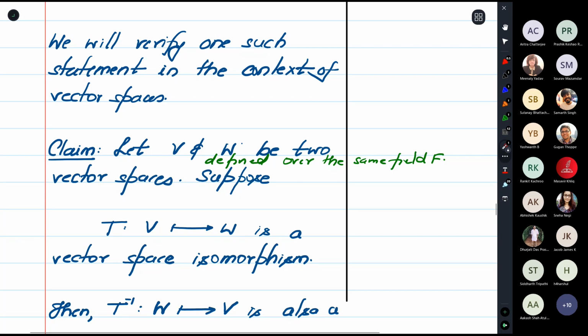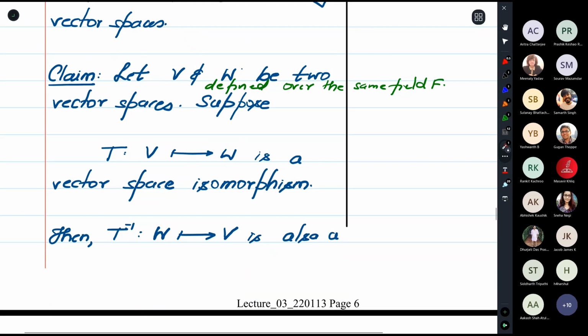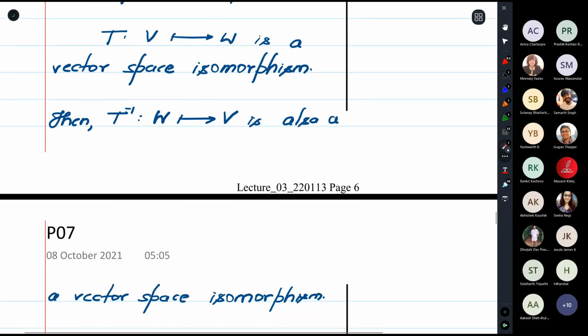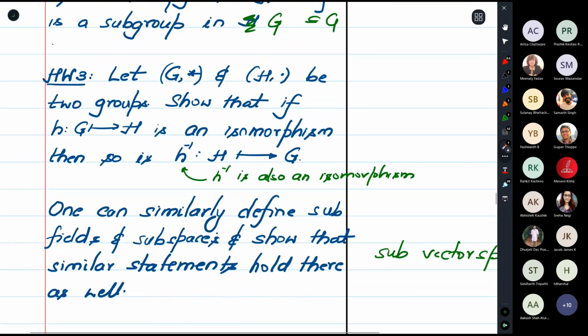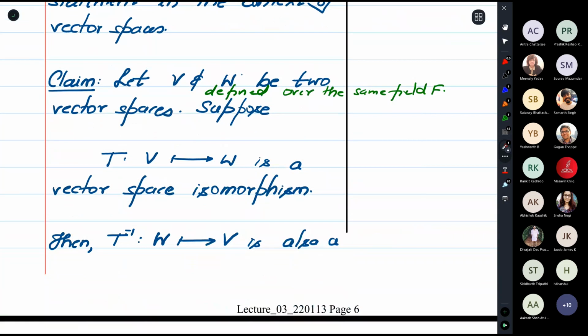Furthermore, it is the case that T is a vector space homomorphism. What we are asked to verify is that T inverse, which goes from W to V, is also a vector space isomorphism. This is in similar spirit to homework 3, where we said that if H is a group isomorphism from G to H, then so is H inverse. Here, if V and W are two vector spaces defined over the same field F, and T, which goes from V to W, is a vector space isomorphism, then so is T inverse. Is this okay?